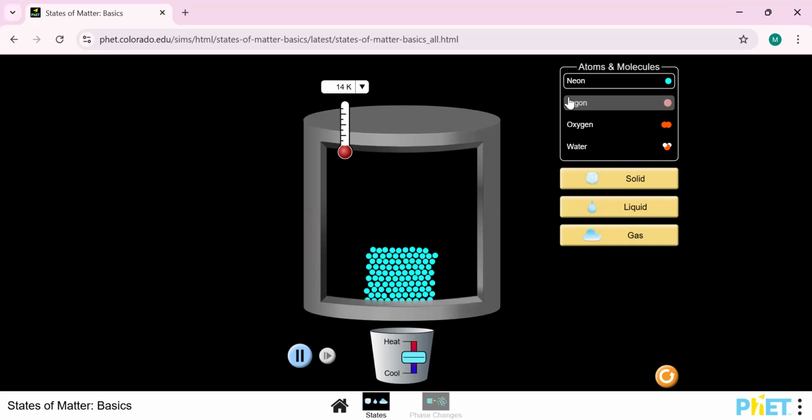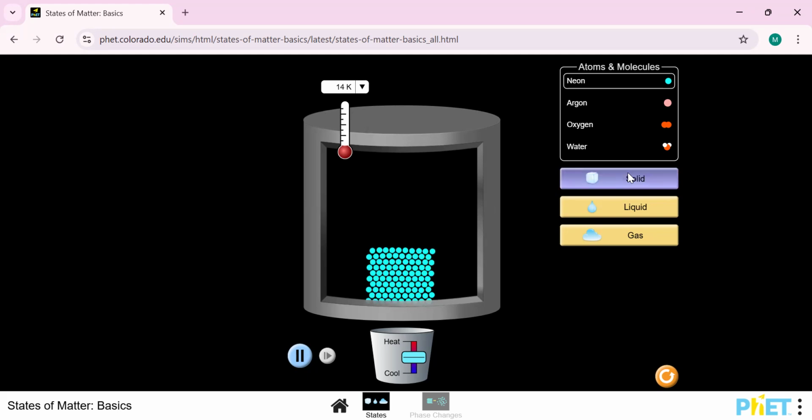In this simulation we are going to see the different states of matter with their properties. Here we have the different kinds of properties: neon, argon, oxygen, and water, the non-metal categories. First I am choosing neon in solid state, with the thermometer and the temperature shown here.